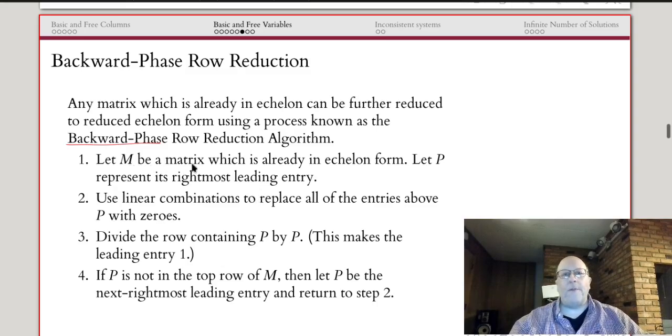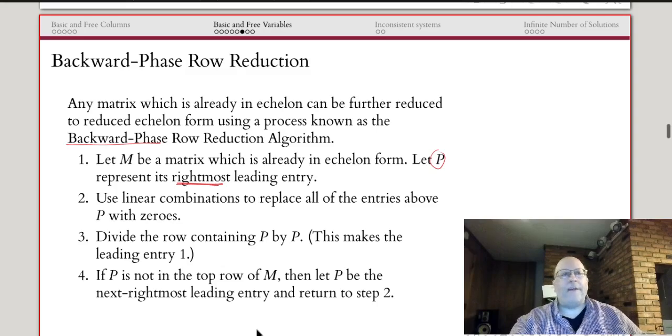So we're going to start with a matrix that's in echelon form. Let P be its last leading entry, the one that's furthest to the right. We'll use linear combinations to replace all of the entries above P with zeros. And then we'll divide the row by whatever P itself is, which makes the leading entry into 1. If we're not at the beginning of the matrix, then we let P be the next rightmost leading entry and go back to step 2.